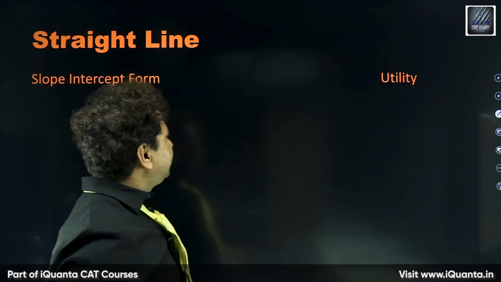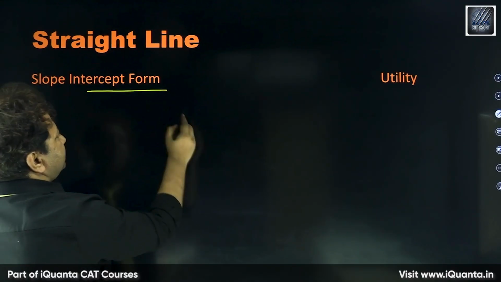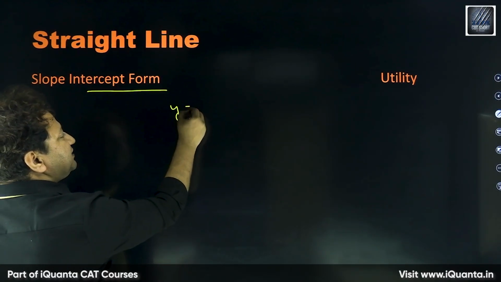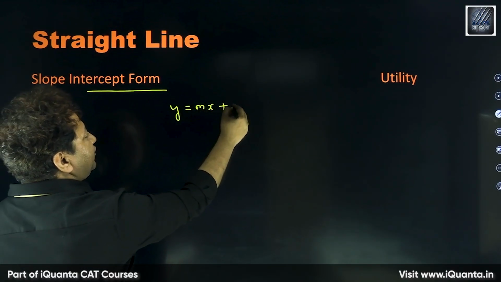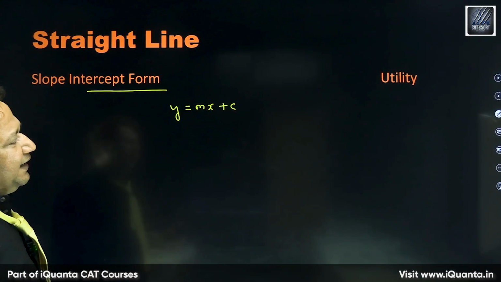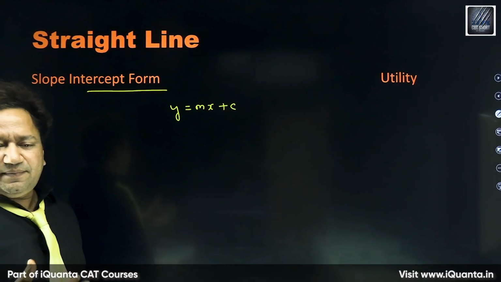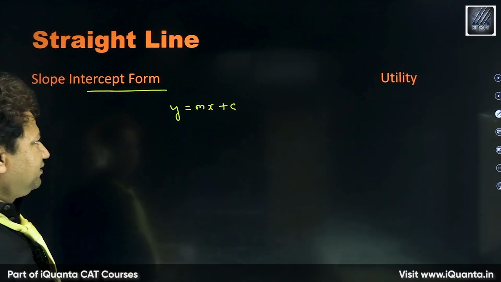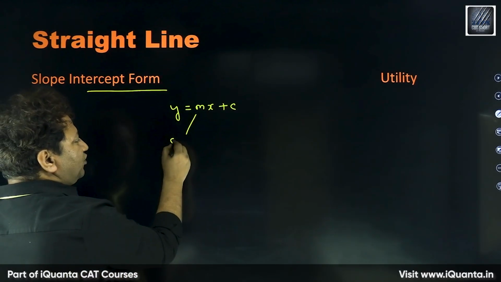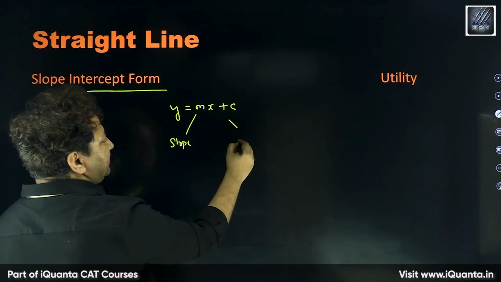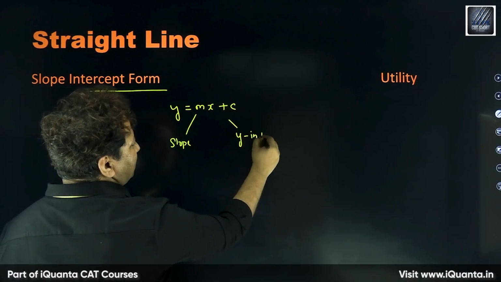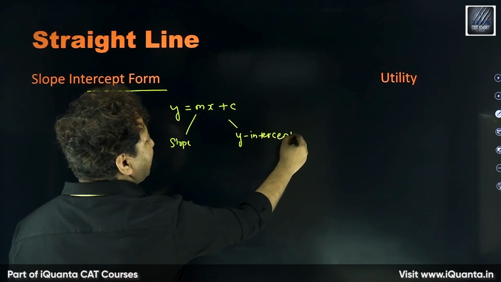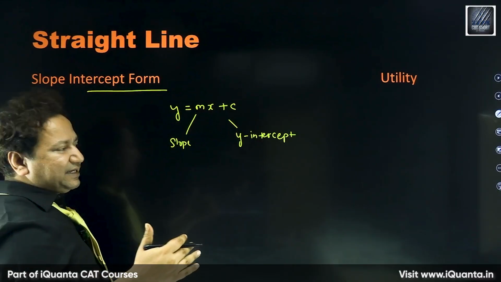I'll keep this short. Slope-intercept form. So if a line is in this form, y is equal to mx plus c. Now you will think, the line was in the form ax plus by plus c equal to 0. That was the general form. What does this form mean? By the way, here m means the slope and c means the y-intercept. Now y-intercept is the point at which the line cuts the y-axis.